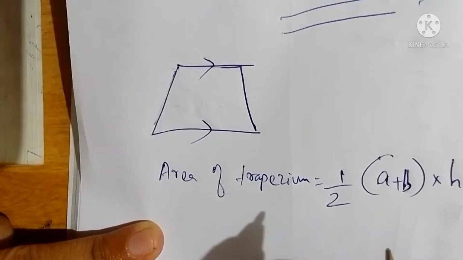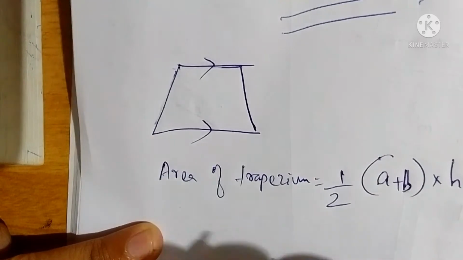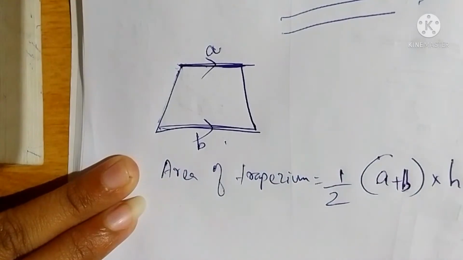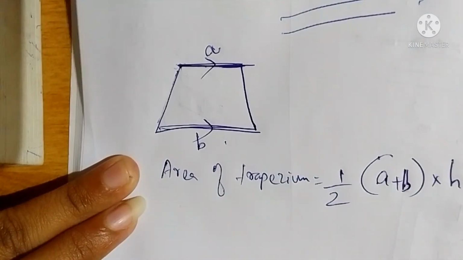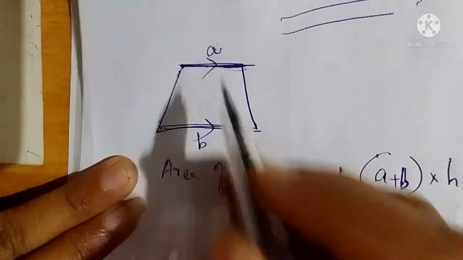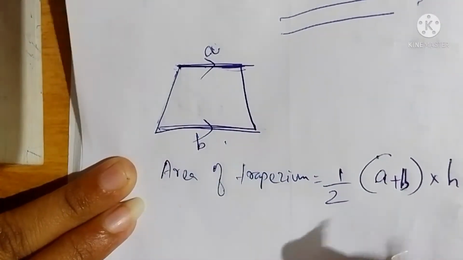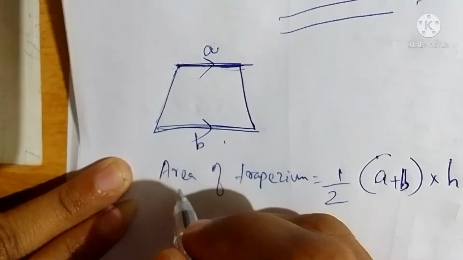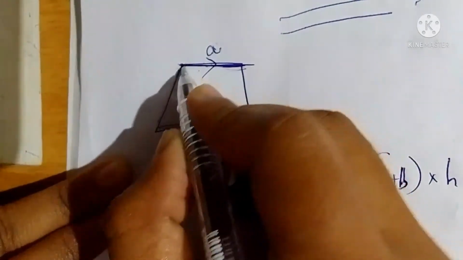the parallel sides. First you have to find which two sides are parallel. One side you can take as a, the other side you can take as b. We need the length of the parallel sides. Now the height is the distance between these two parallel sides.